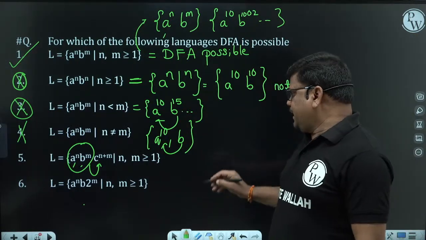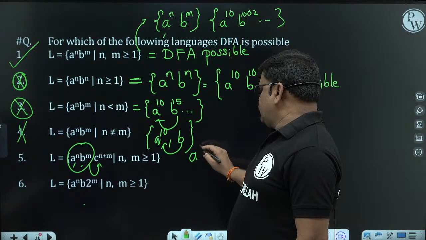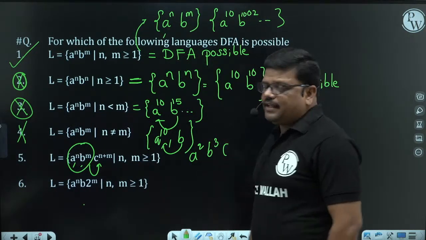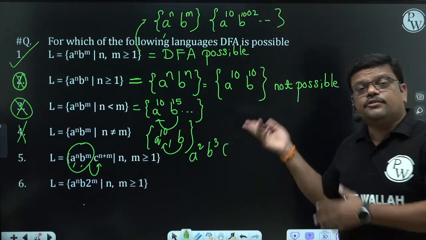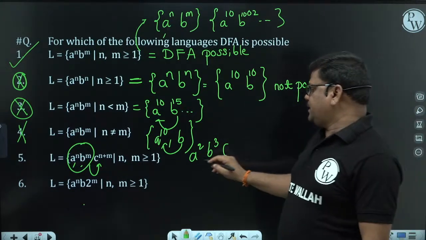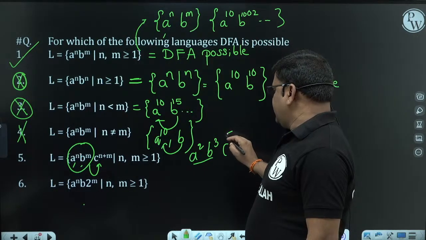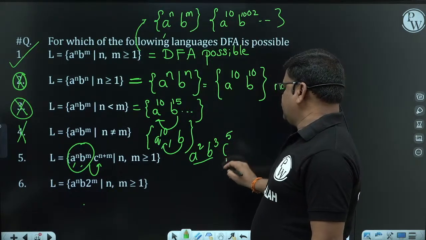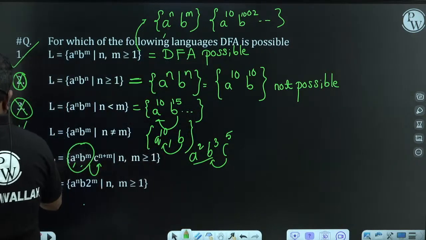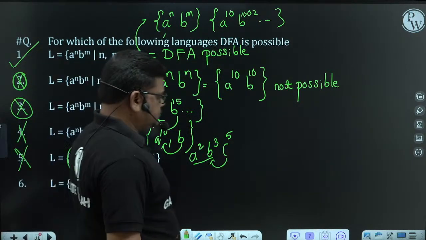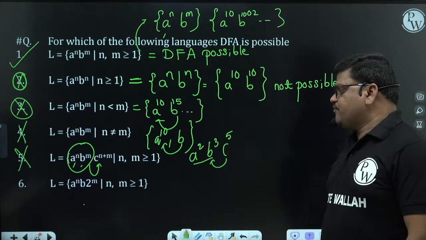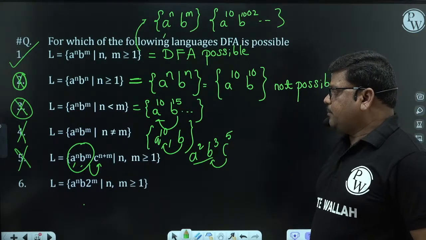That means if I take 2 A's, 3 B's, how many C's are allowed? Can I take any number of C's? Is there independence on C? No, the dependency is there here. The C value should be equal to the A's and B's together. So dependency is there. Clearly DFA is not possible. Right. Come to the sixth one.